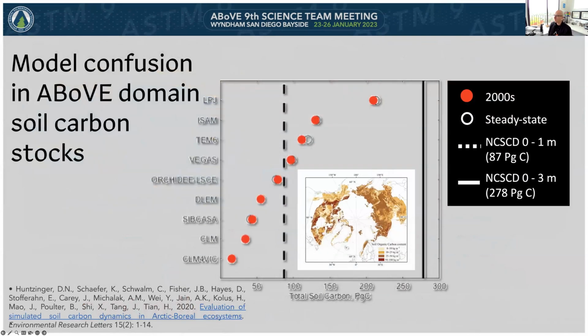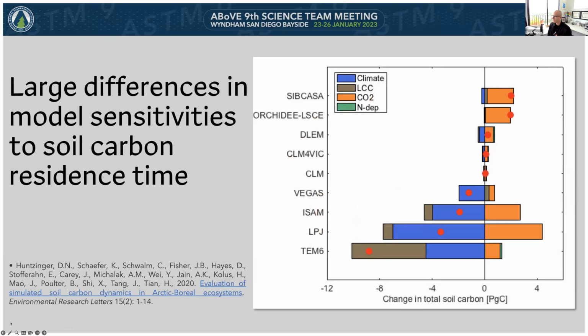And there's also just confusion among the models in terms of how much soil carbon there is, how to create steady state conditions, and how that soil carbon moves in time. What's the soil carbon sensitive to? Is it sensitive to climate? Is it sensitive to land cover change or land use change? Is it sensitive to CO2 fertilization, nitrogen deposition? So there's a lot of differences in sensitivities to carbon cycling and nutrient cycling, water cycling, and so on.